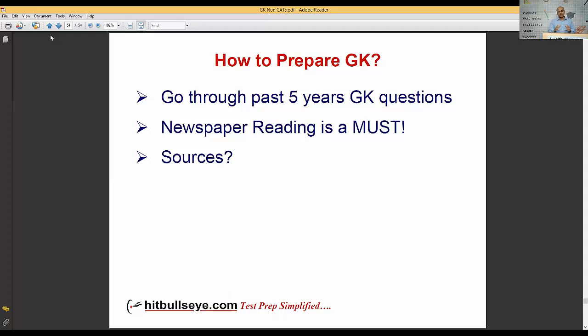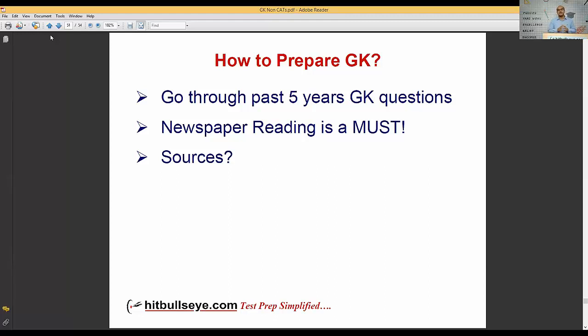Next, very important, the sources. For me, first and foremost, the best source of general knowledge always remains the newspaper or any current affairs magazine that you can pick up. We also provide free content on gk.hitbullseye.com in terms of monthly snippets. Those are also quite comprehensive, right? So I would suggest you go ahead and visit our website gk.hitbullseye.com and go through the snippets as well.